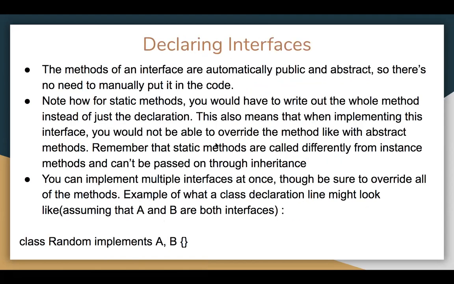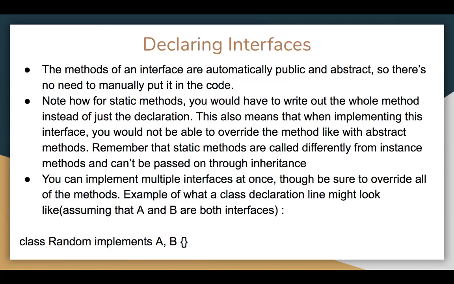Anyway, so that's the code part of it. So declaring interfaces. A little bit more about interfaces. Again, the methods of an interface are automatically public and abstract, so there's no need to manually put it in the code. Note how for the static methods, you would have to write out the whole method instead of just a declaration. That's mainly because when you put static, it's already implied that it's a regular method. So you would have to write out the whole method. If you didn't, there'd probably be an error.